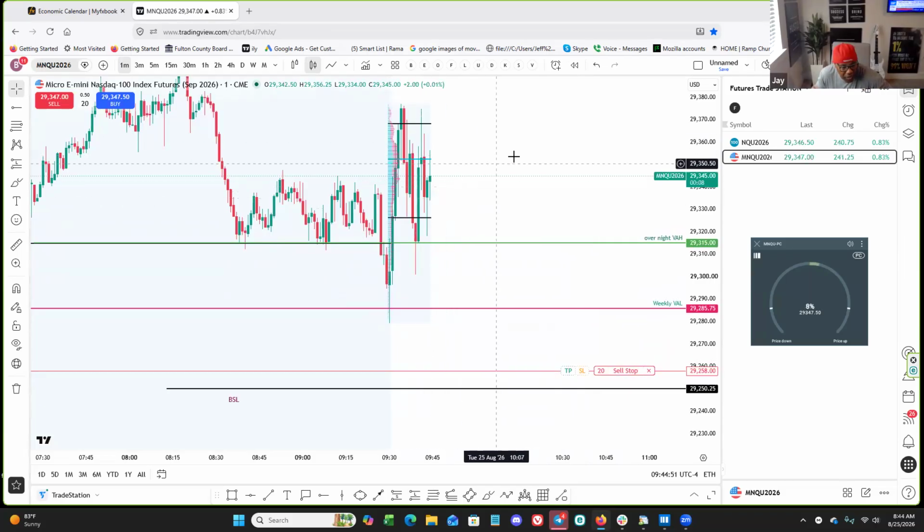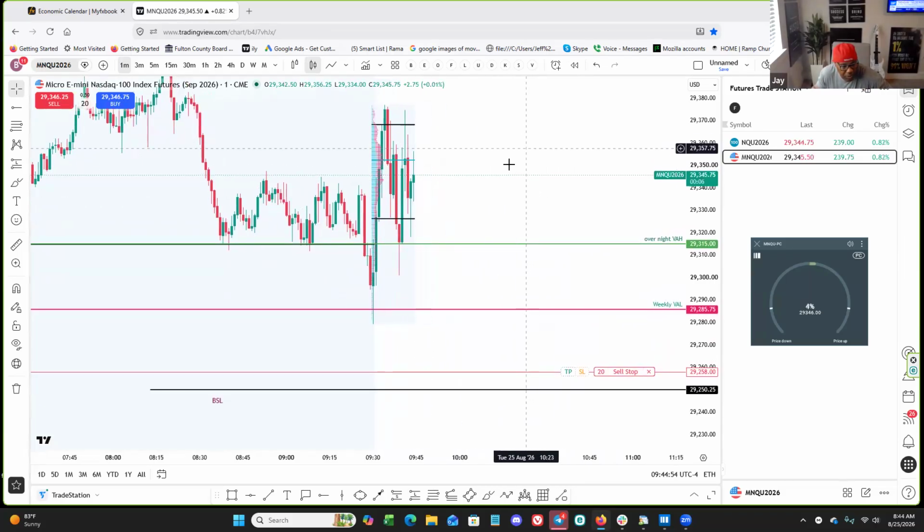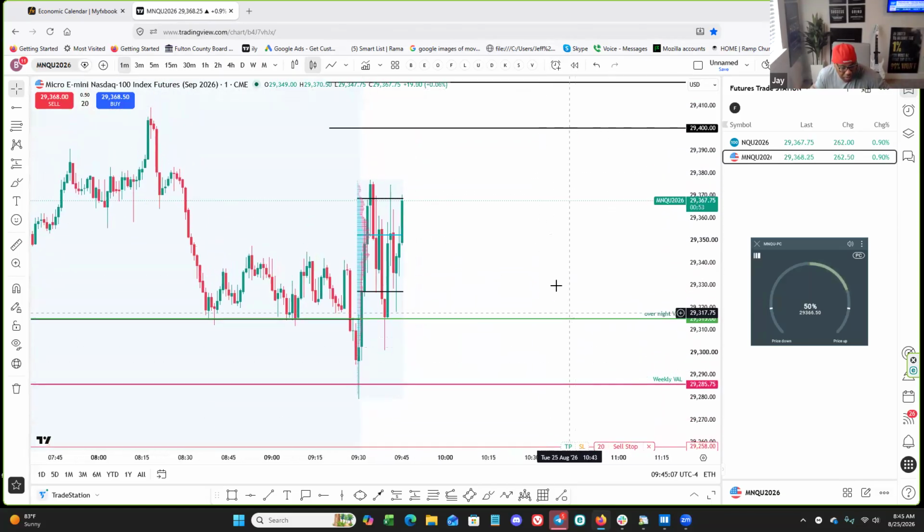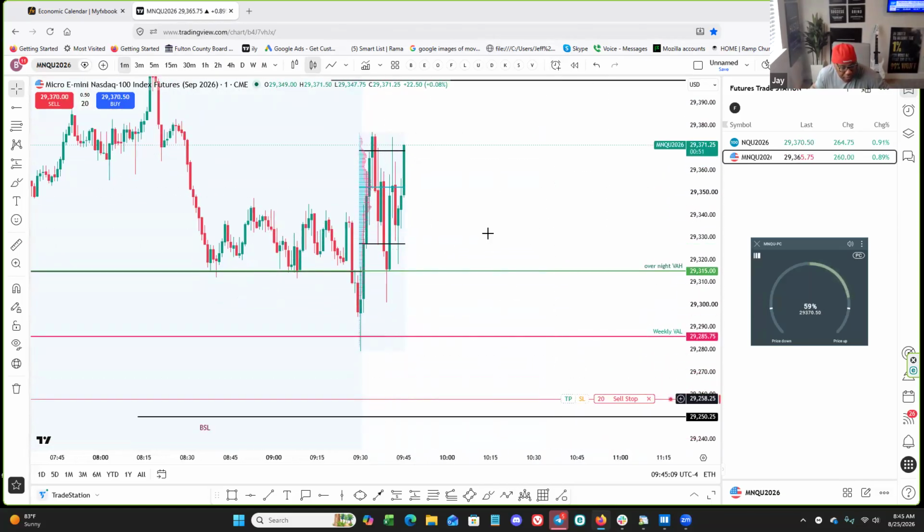Price is just trading in this value area, man. There's nothing you can do. You have to wait. It's in value, so it's doing its thing. You got to wait for it to come out of value to seek some higher prices or lower prices, whatever it's going to do. That gives you a trade setup, not trading in here.